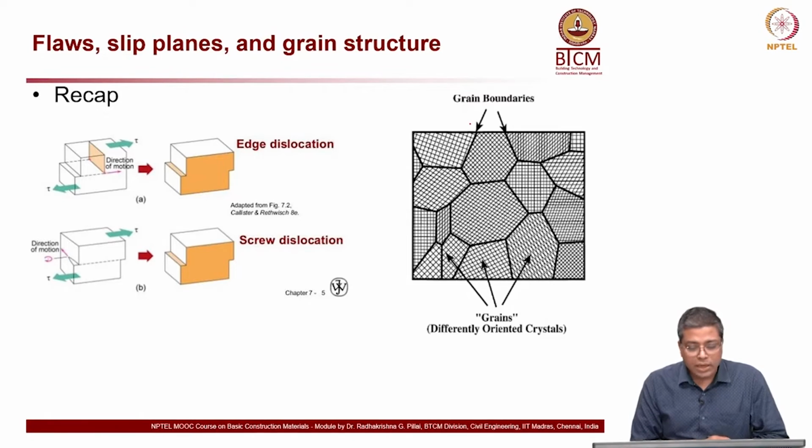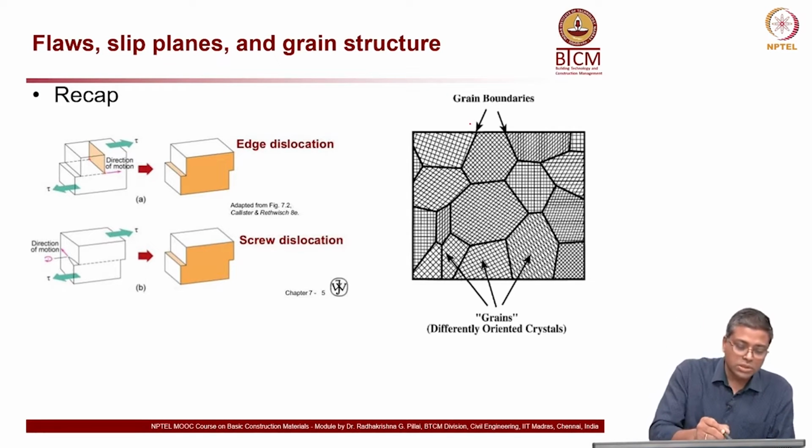Now, let's recap what we talked about in the last class lecture. We talked about flaws or slip planes or line defect dislocations with edge and screw dislocation, and earlier we talked about grain structure also. So, just to recap, you have dislocations.